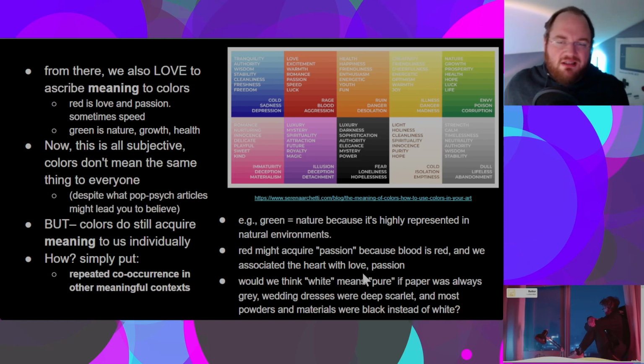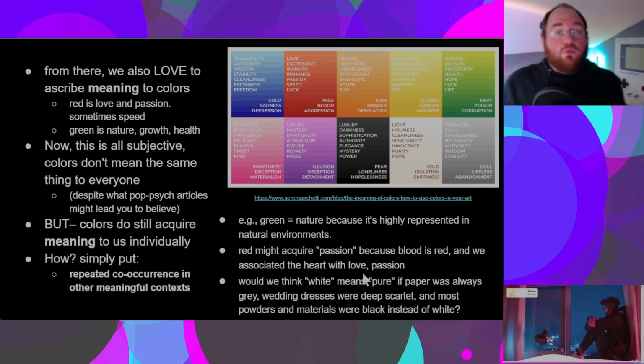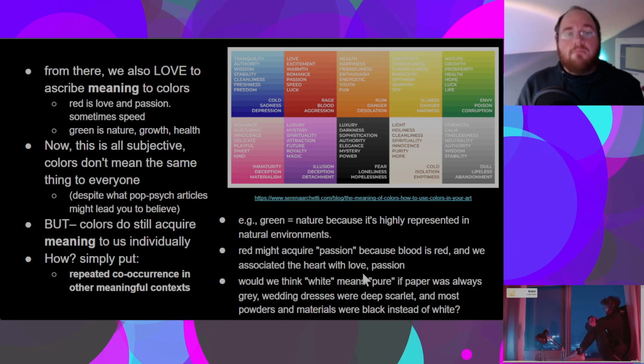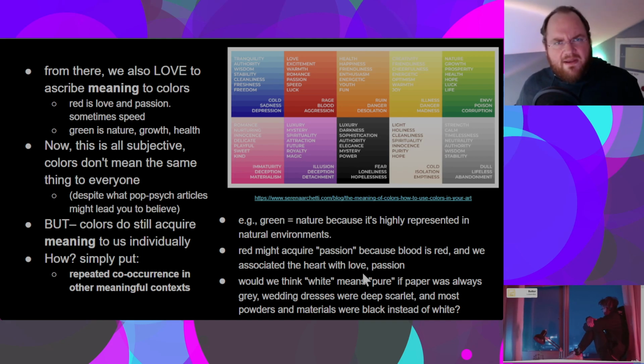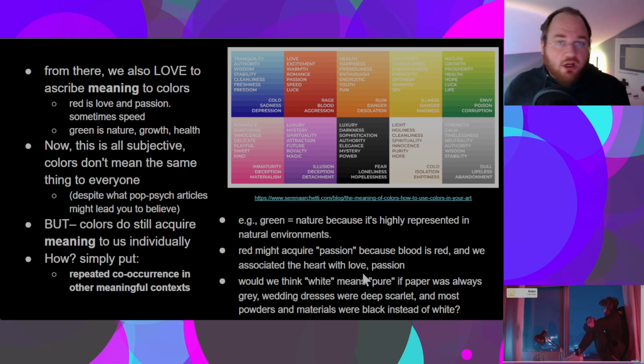Despite the pop psych article, don't paint prisoners' rooms pink. Who cares? It doesn't work quite the way they say it does. It's not non-existent, but it's not universal. Point is, we do still ascribe some meaning to colors, right? How does that happen? I can give you the very simplified version. It's repeated occurrence in meaningful contexts, right?